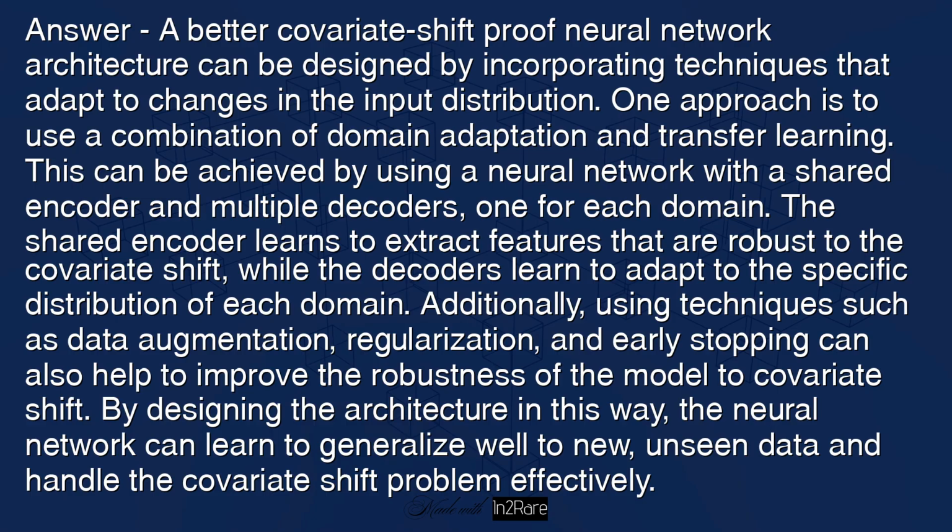Additionally, using techniques such as data augmentation, regularization, and early stopping can also help to improve the robustness of the model to covariate shift. By designing the architecture in this way, the neural network can learn to generalize well to new and unseen data and handle a covariate shift problem effectively.